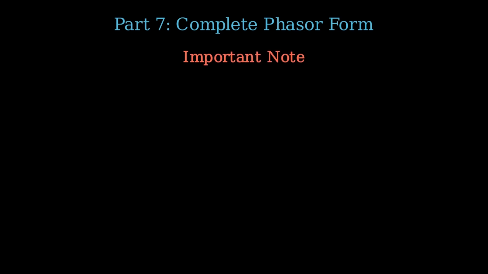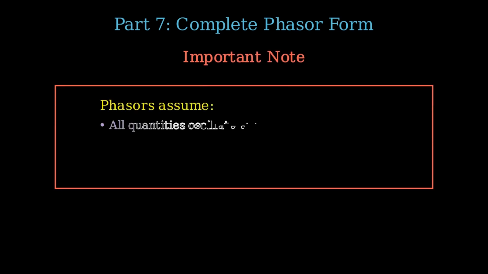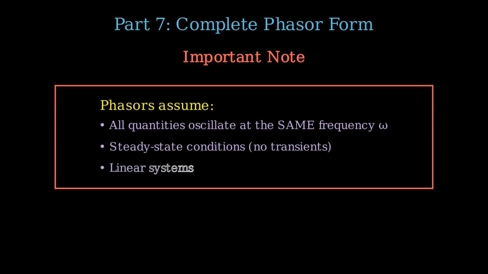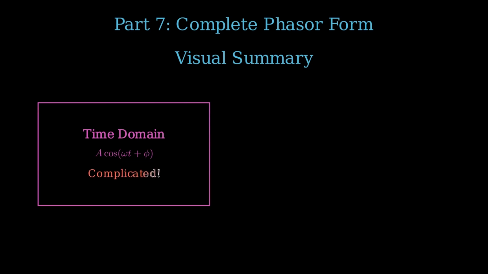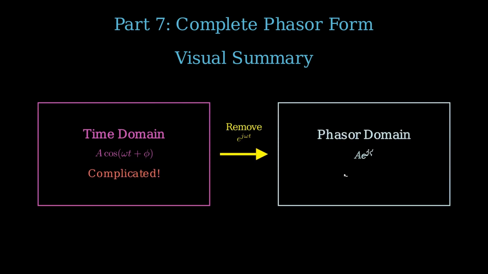However, there is an important note. This method only works under a few key assumptions. All quantities must oscillate at the same frequency, the system must be in a steady state, and the system must be linear. So here's the visual summary. We move from the complicated time domain to the simple phasor domain by removing the implicit time factor, turning hard problems into easy ones.